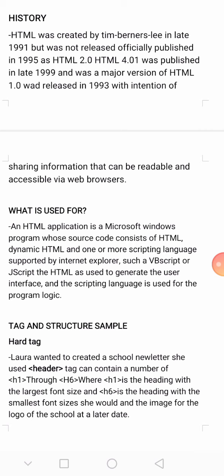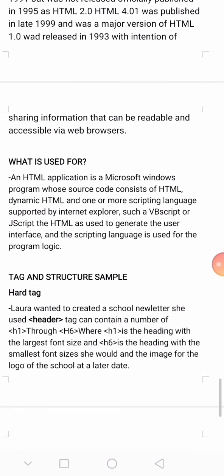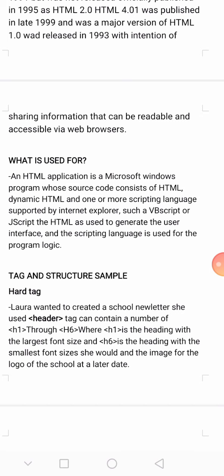Tag and structure sample. Header tag. Laura wanted to create a school newsletter. She used the header tag, which can contain H1 through H6, where H1 is the heading with the largest font and H6 is the heading with the smallest font size. She would add the image for the logo of the school at a later date.